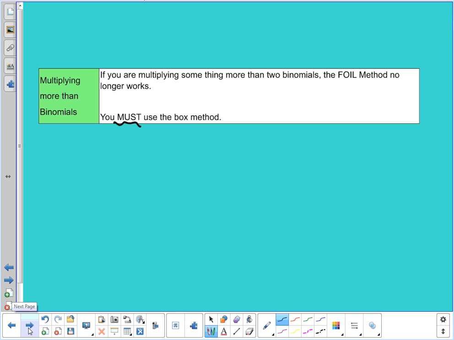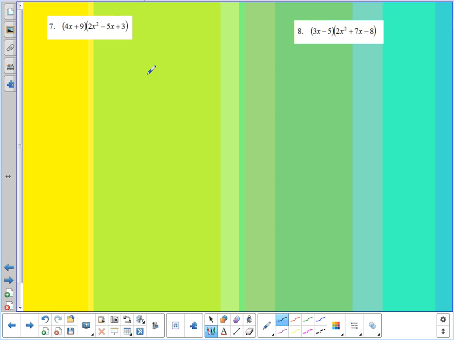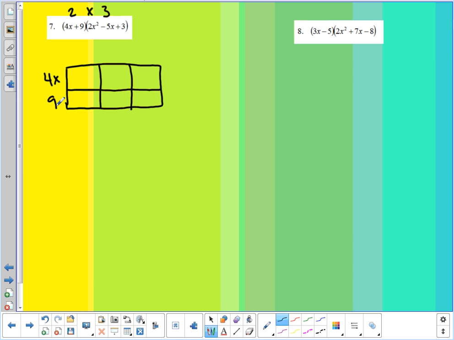You can use distribution. It just becomes really, really messy if you're trying to do it with all of these terms lined up. So here's what the box looks like for something like number 7. I have a 2 term by a 3 term product, 2 by 3. So that means I'm going to make 2 rows, but I'm going to make 3 columns. So here's my 2 rows, but here's my 3 columns. Then I'm going to line up the 4x and the 9 and the 2x squared minus 5x plus 3 on the top.